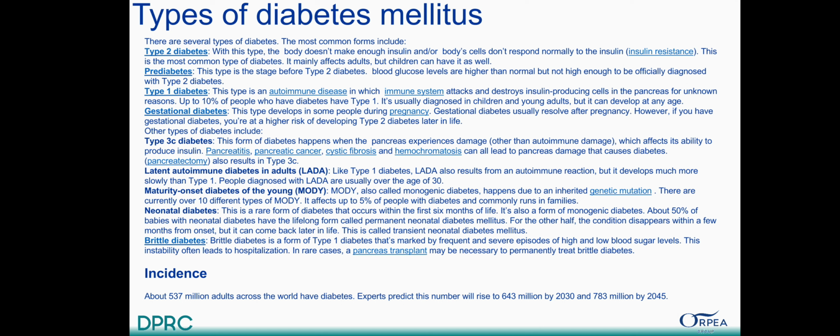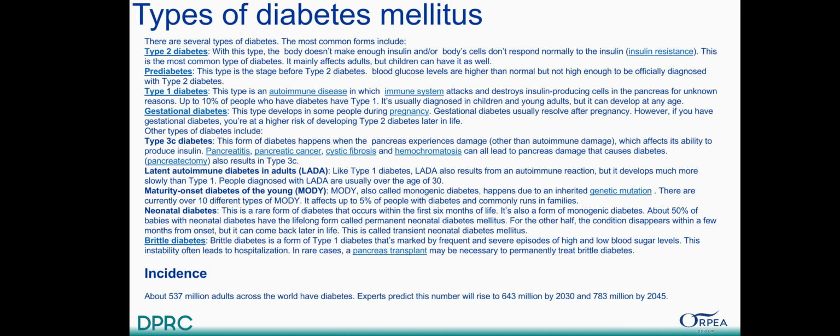Neonatal diabetes. This is a rare form of diabetes that occurs within the first 6 months of life. It's also a form of monogenic diabetes. About 50% of people with neonatal diabetes will have lifelong diabetes, which we call permanent neonatal diabetes mellitus. In the other 50%, the diabetes disappears within a few months from the onset, but it can come back later in life. This situation is called transient neonatal diabetes mellitus.